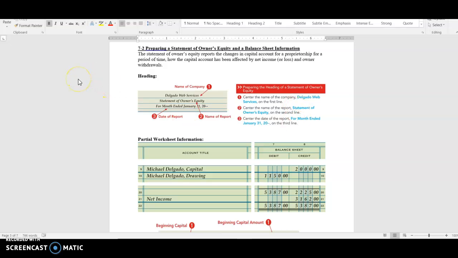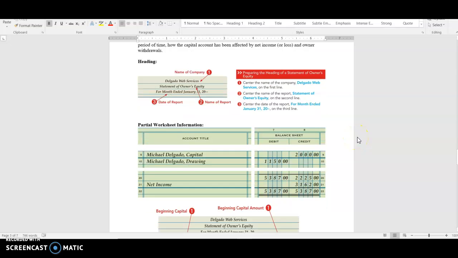This video is going to take us through the second part of Chapter 7, which is preparing the Statement of Owner's Equity and a balance sheet. In our notes, I have a step-by-step description of how to start the documents and how to prepare this information. Same thing that we have been doing before, there's always a 3-line heading. We have the name of the company, then the title of that particular financial statement, the Statement of Owner's Equity, and then the month ended in whatever month you are doing.